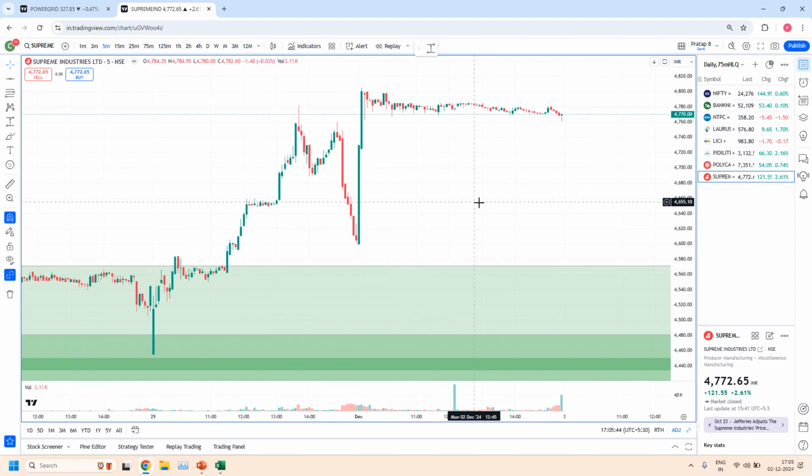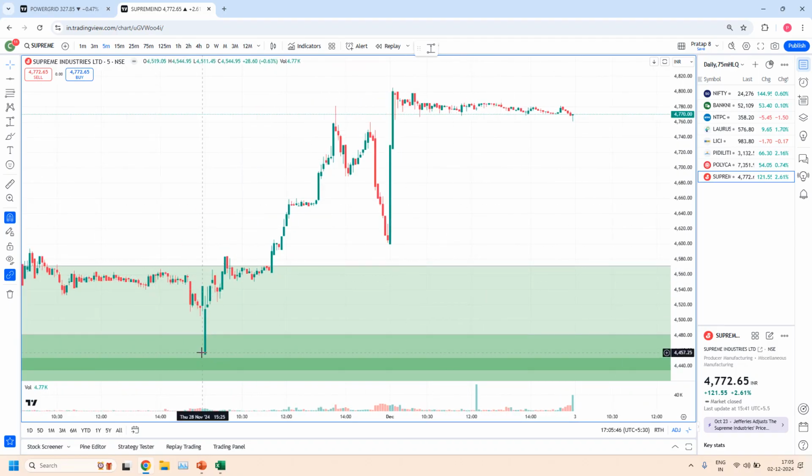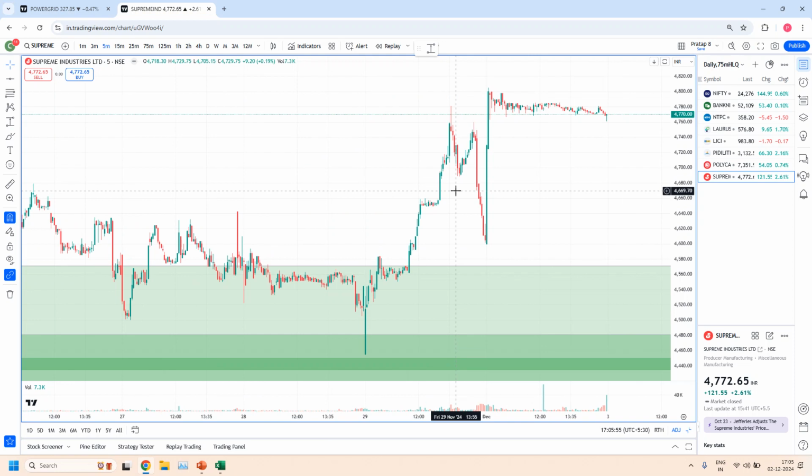Okay, anyway, today the price did not come, and as a continuation of this price action, it moved up even today. And moreover, this Supreme Industries is a newly added stock in the F&O list. Last Friday it was added.